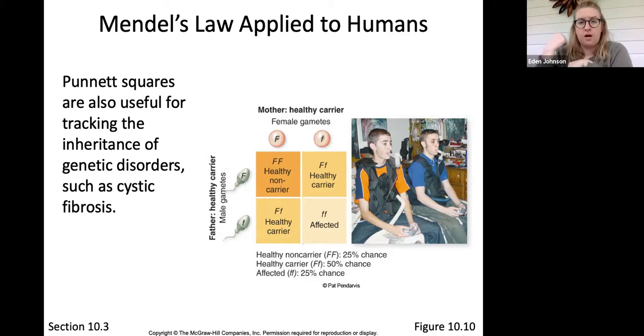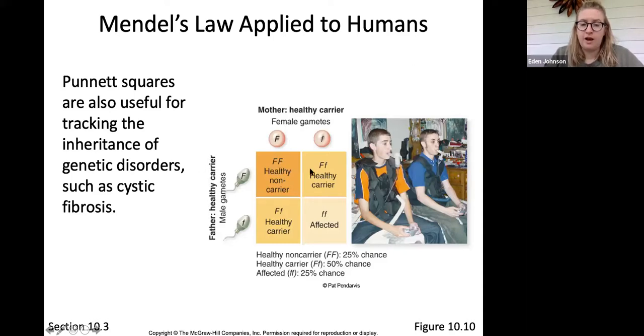me and my husband are both healthy carriers of the cystic fibrosis gene. If you have a mother that's a healthy carrier and a father that's a healthy carrier, you have a 25% chance that your child will not be affected and will not even carry the mutated copy of that gene.